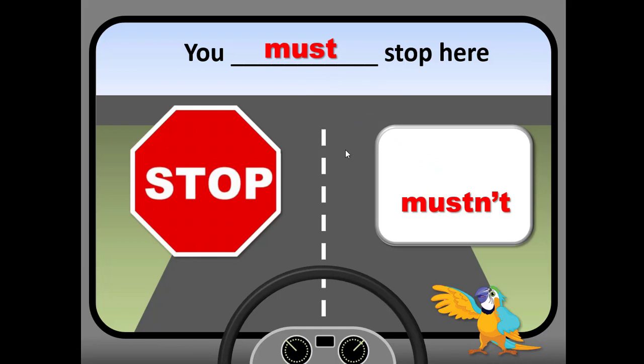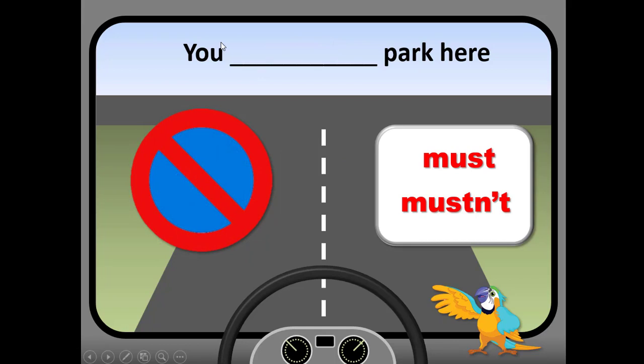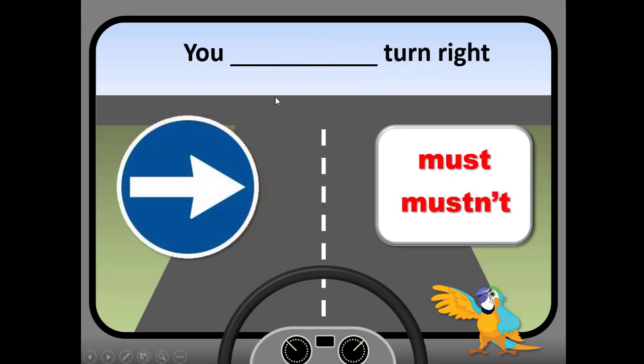After that, you park here. You must park or you mustn't park? Excellent. You mustn't park here. After that, look at the sign. You turn right. You must or you mustn't? Of course, must. You must. Great job.